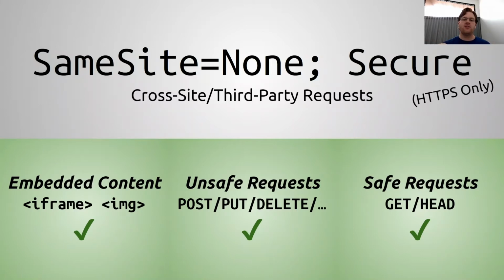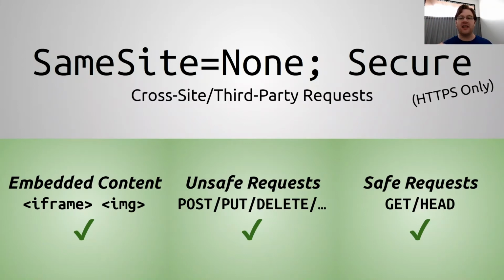So embedded content, unsafe requests, safe requests, it always sends the cookies, which is great if you need to, say, embed a form on other sites, or if you've got a multi-tenancy system where everyone has custom domains and they need to send requests, say, to your authentication domain. Same-site none will let those through.